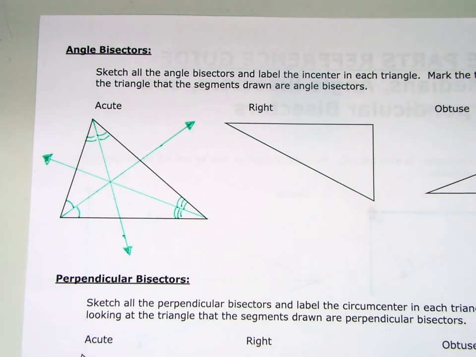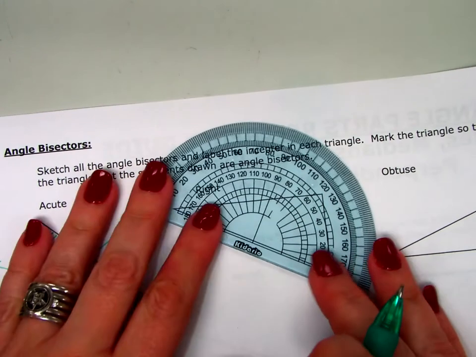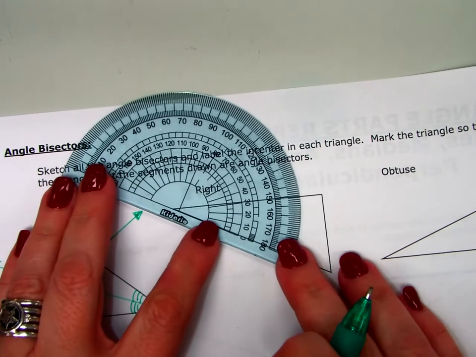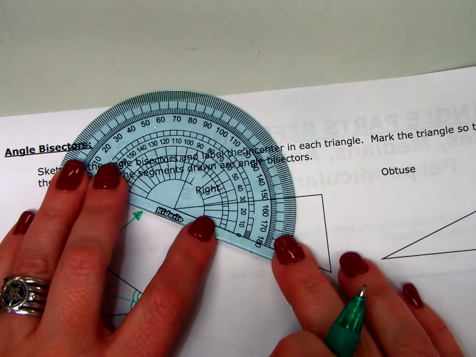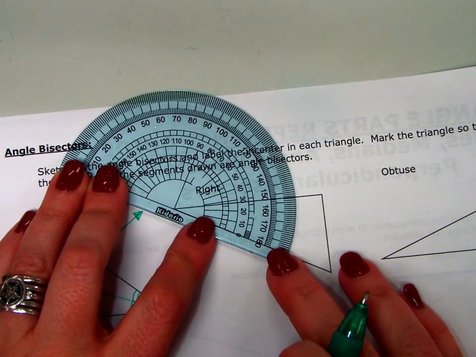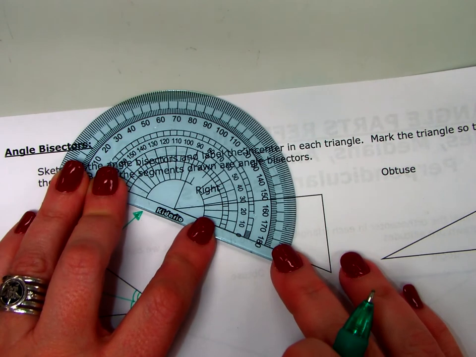So far, so good? Yes. Okay. My right triangle, I'm just going to line up on the hypotenuse and then slide over to the left. That is about 27-ish.